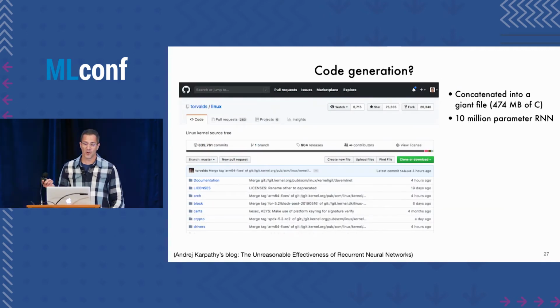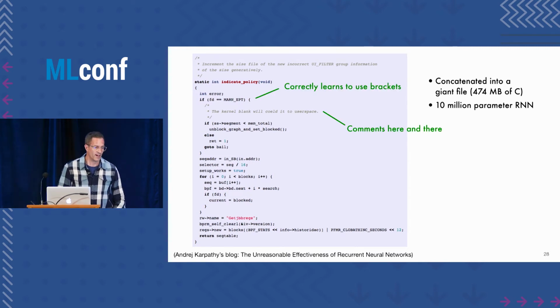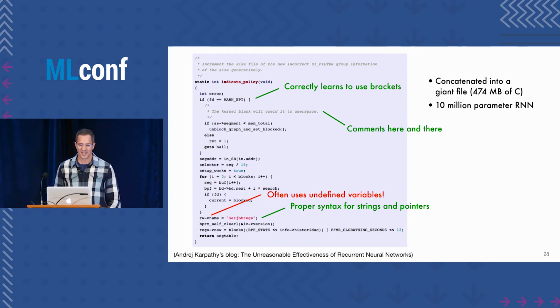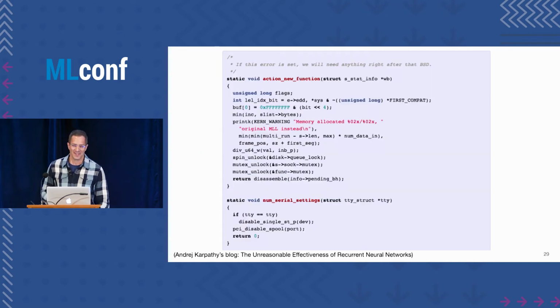Same thing with code. Code's a great way to study whether it's getting long-term structure, right? So here's an example of, I think it was like the Linux kernel or something, and a larger RNN. So it correctly learns to use brackets, yay. Comments here and there. The kernel blank will, whatever that means, I don't know. Proper syntax for strings and pointers. But it often also does weird things like uses undefined variables. People do that too. And declares variables it never uses. People do that too.